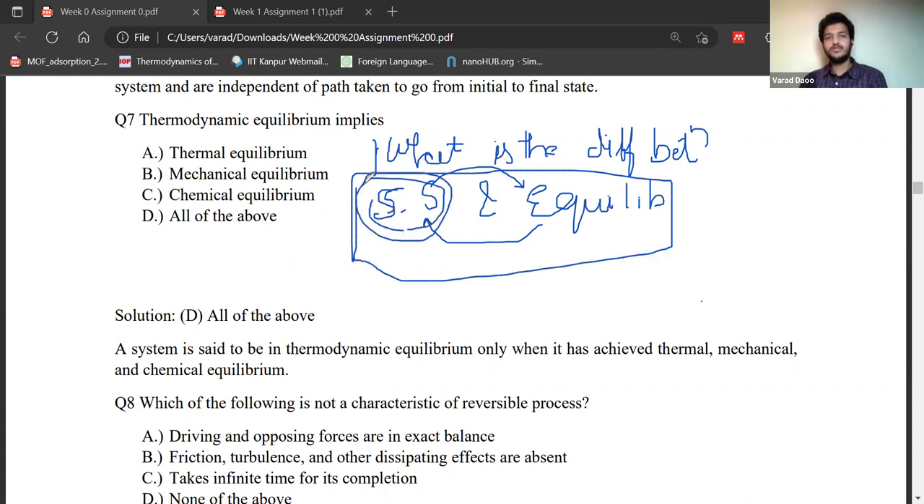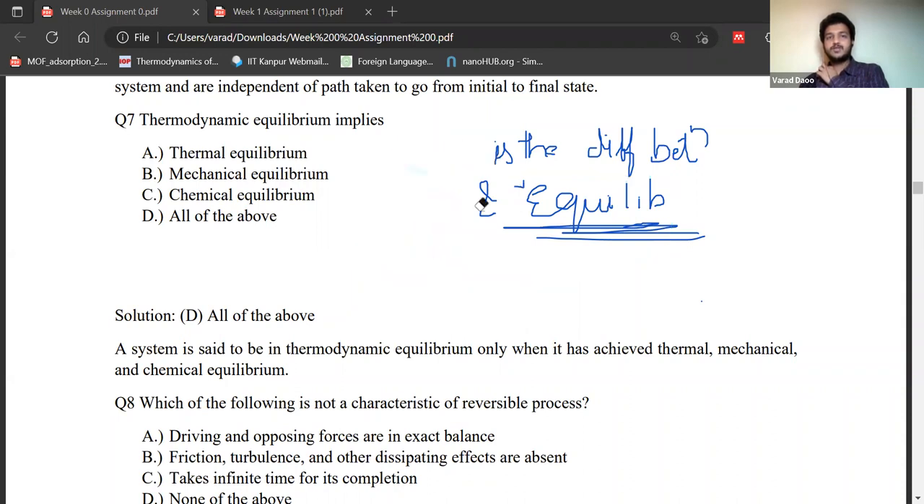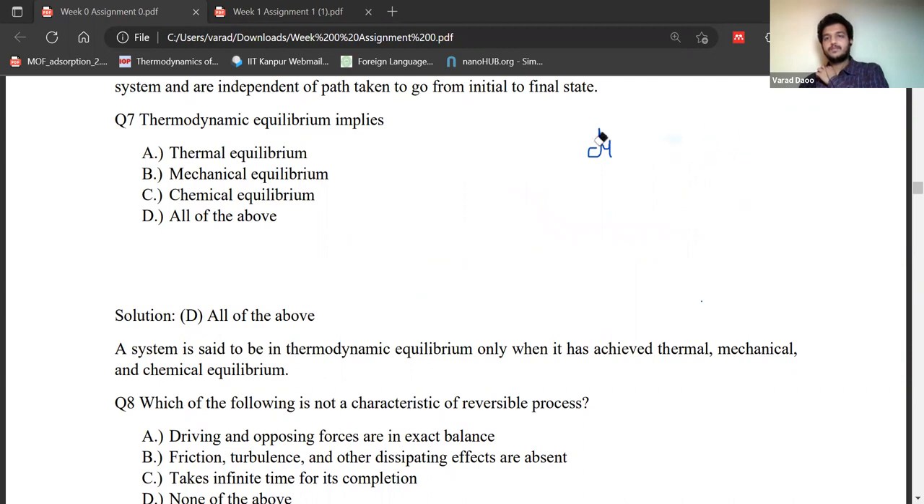Steady state. So if you have taken an undergraduate course on heat transfer and mass transfer, there we say steady state. And in thermodynamics, we always deal with equilibrium. Very rarely do we deal with steady state. So this is the takeaway question. What is the difference between steady state and equilibrium? Right? Similarity and difference. Right?